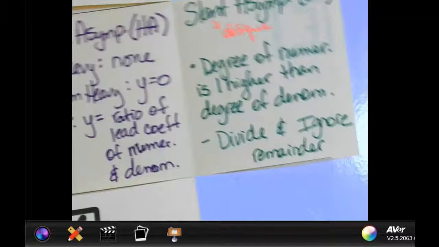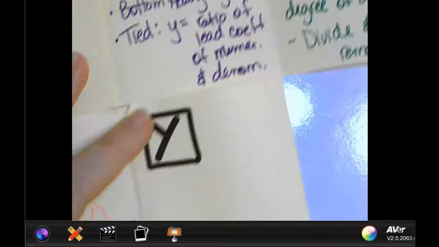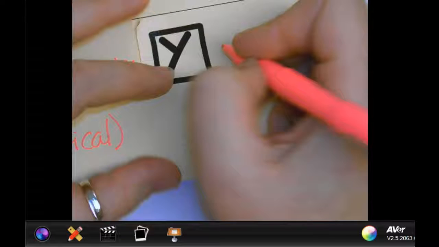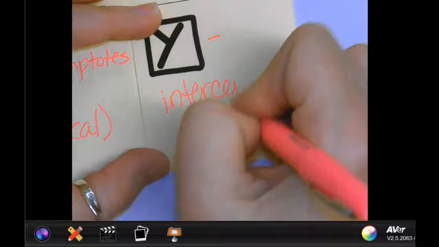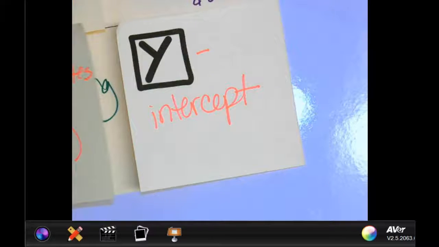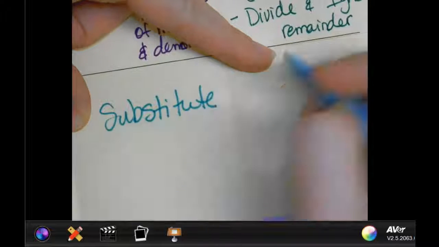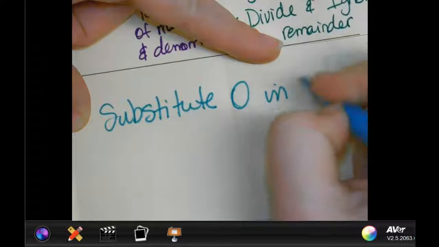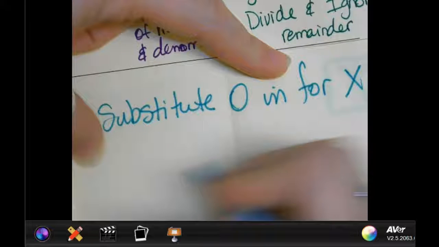Last one. Y. What do you think that stands for? Y-intercept. Since the word intercept's long, we'll put a little dash there and we can write underneath it. That's one of the easiest things to do, right? So for the y-intercept, I just substitute 0 in for what? For x, and solve for y.